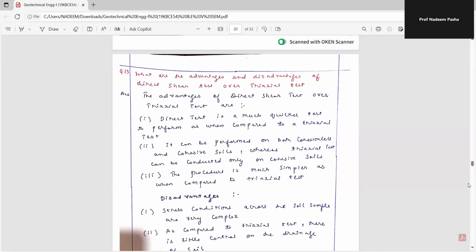So what are the disadvantages? Stress condition across the soil sample is complex. As compared to triaxial test, there is little control on the drainage of soil.